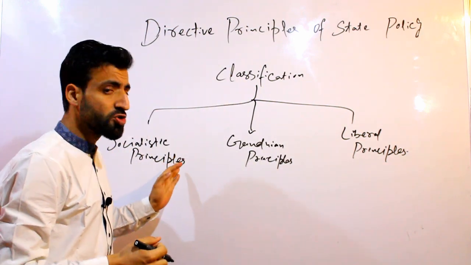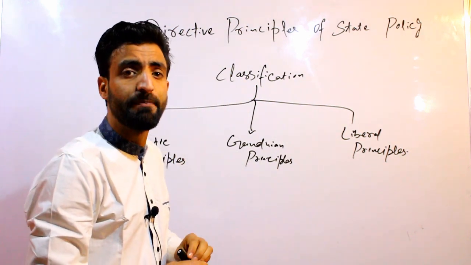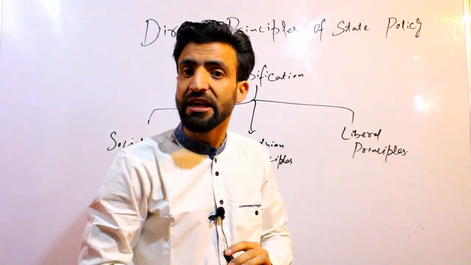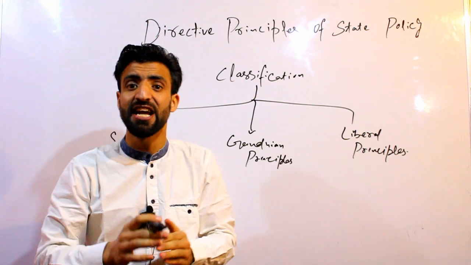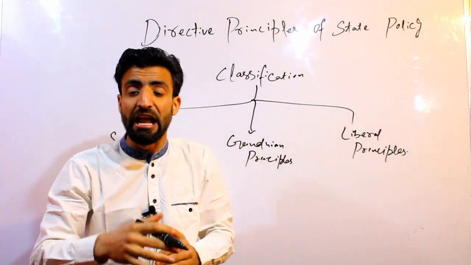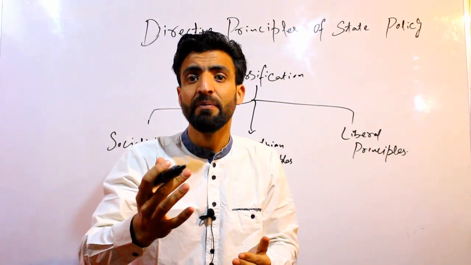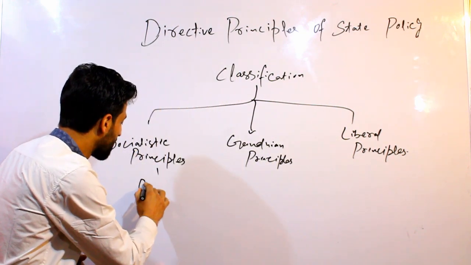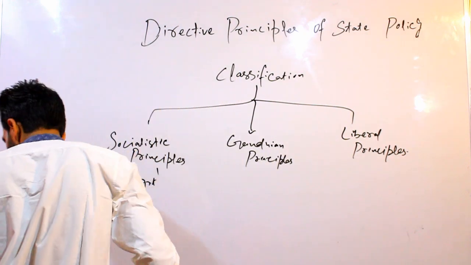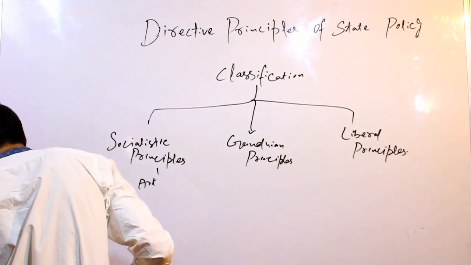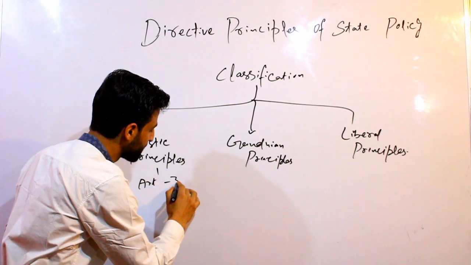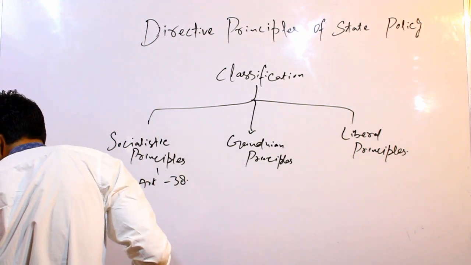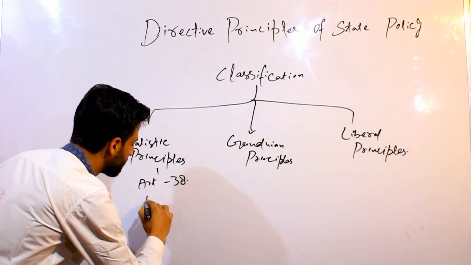So, socialistic principles, for example, socialistic principles में आता है Article 39, which provides that the state shall try to minimize the inequalities in income, facilities and opportunities. For example, Article 38. इसी तरीके से आपका आएगा इसमें Article 41.